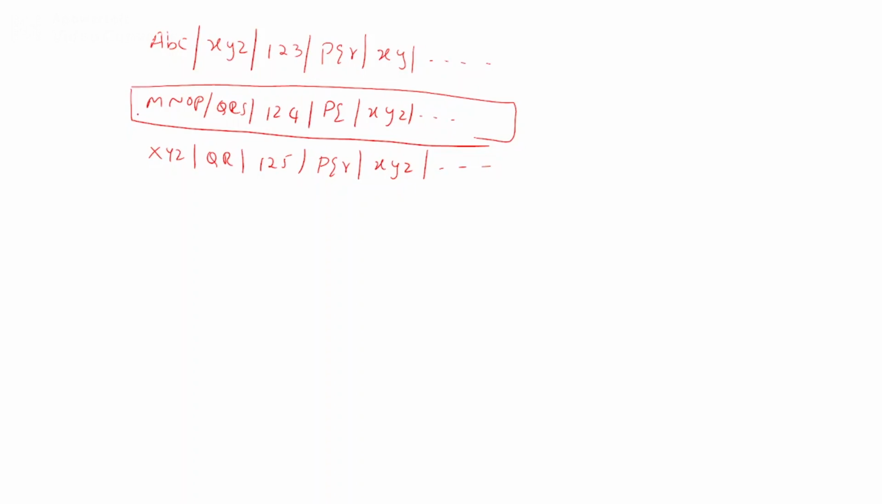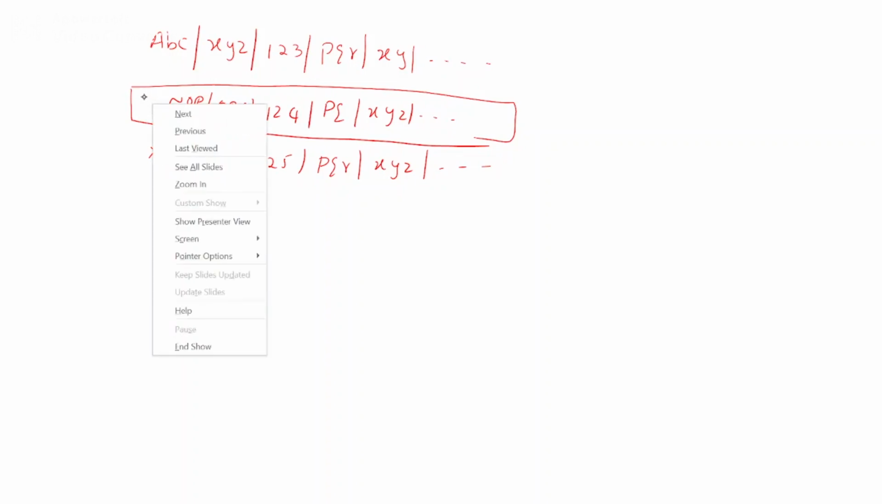But how can we identify that this particular place has got empty now? So what I am going to do is, instead of this, I will remove this character now.